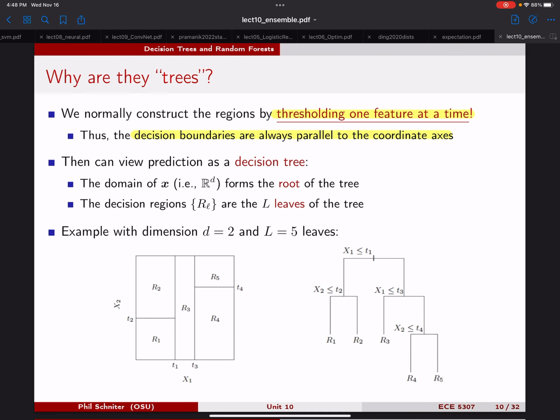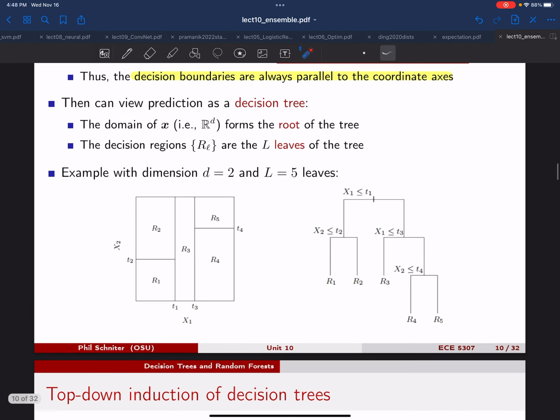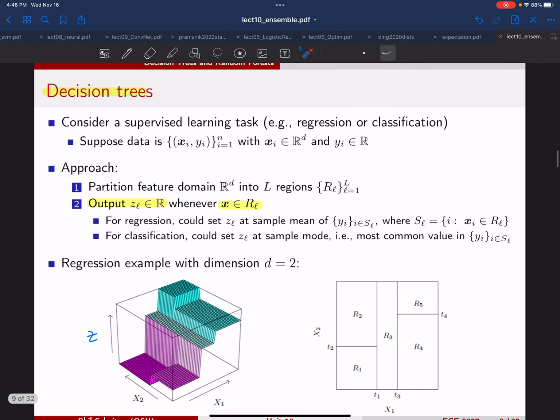So let me just go back to page 10. So again, we get a new sample X. We figure out which region it falls in. Let's say it falls in this region, and then we just look up for that region what is the value Z of the region. Right? That's how these decision trees work.